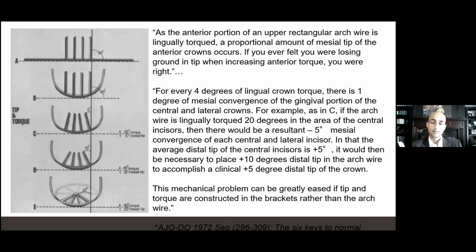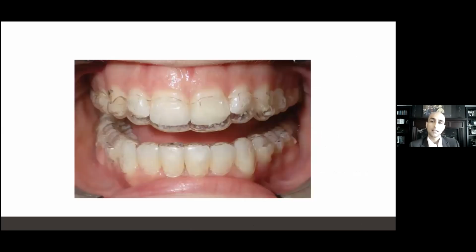That phenomenon is called the wagon wheel effect. And our straight wire appliances, our pre-adjusted appliances, add in distal root tip to offset the mesial convergence that happens during torque expression. So if that's the case, and we have a rectangular NiTi going in the patient's mouth, because that's the analogy I draw with Invisalign, in the patient's mouth day 1, so we get that phenomenon of the wagon wheel effect.